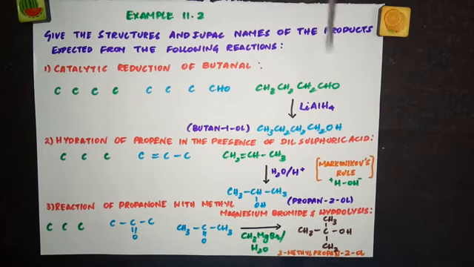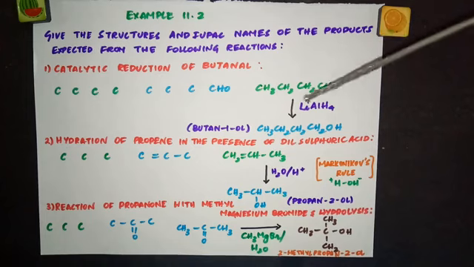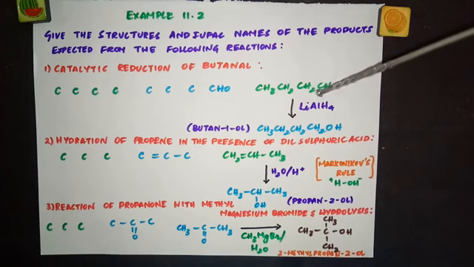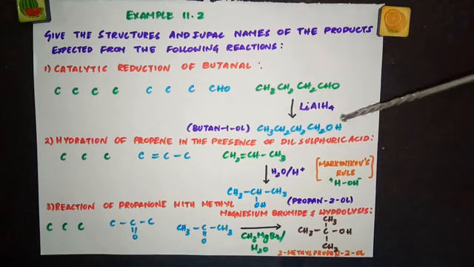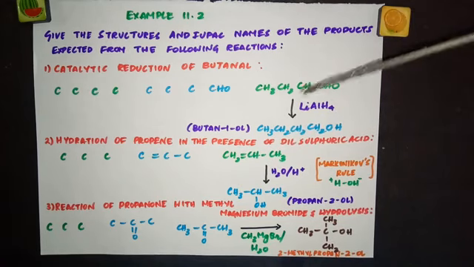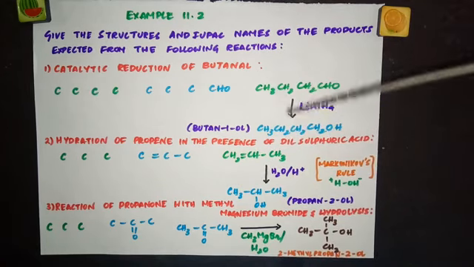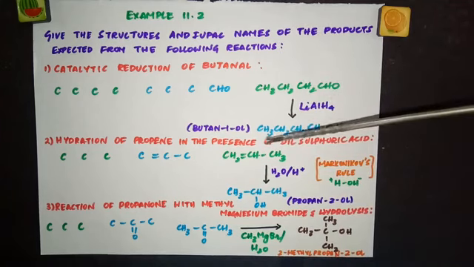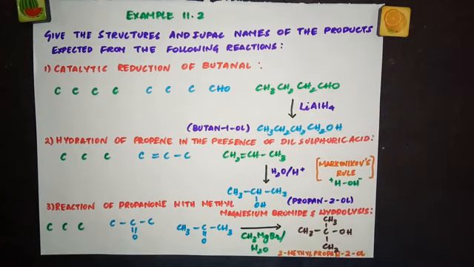So this is butanal. Now you are treating it with lithium aluminum hydride because they have mentioned catalytic reduction. So this is a catalyst and it is a reducing agent. And you know, when you take an aldehyde and reduce it, this aldehyde part CHO will become CH2OH. And remember, this will remain the same. So CH3, CH2, CH2, and instead of this you are writing CH2OH. And what is the name? Butane 1-ol.